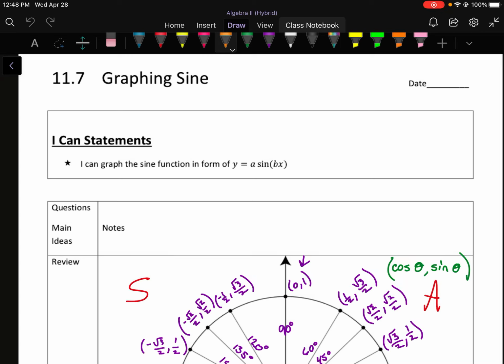All right, we are on to section 11.7, graphing sine functions. I'm also going to include section 11.8 in here as well because it's the exact same thing except it's going to be cosine, so some values will change, and that's really about it. So our goal here for today is to graph the function in the form of y equals a times sine of bx. You can see that right there. We'll talk about what a and what b are.